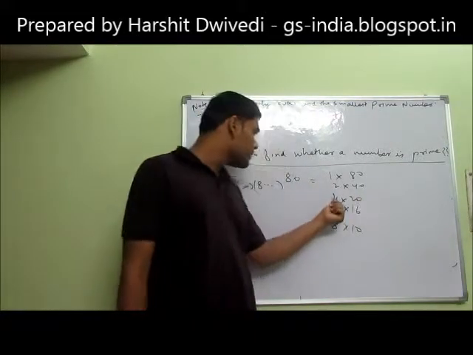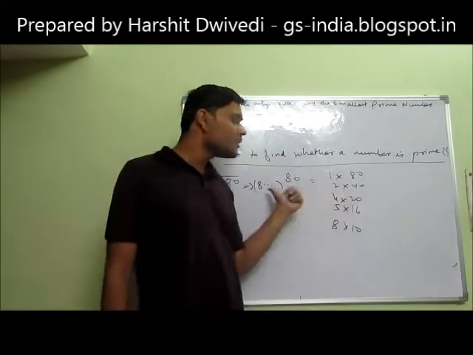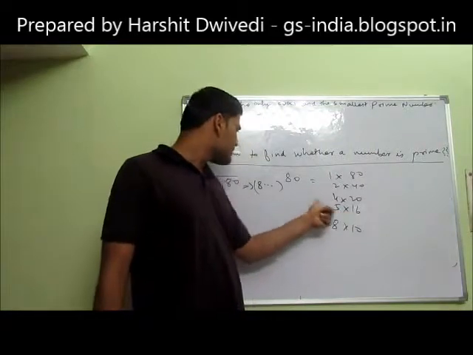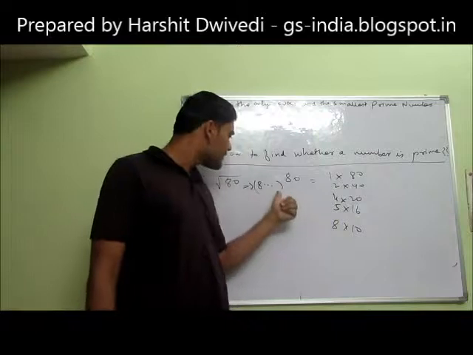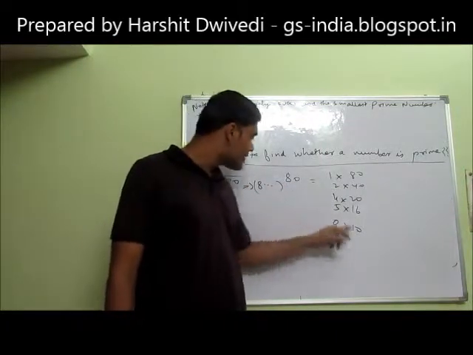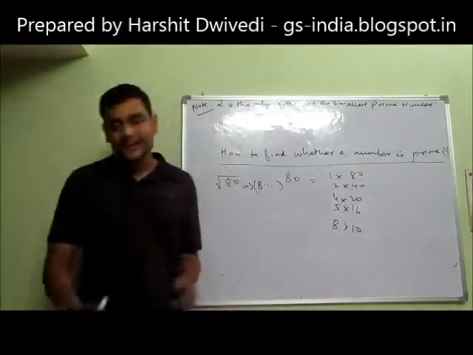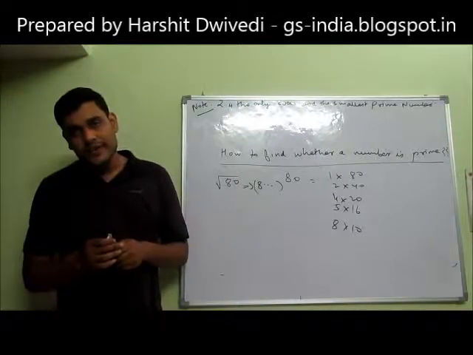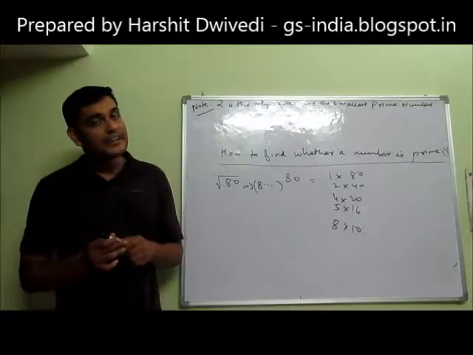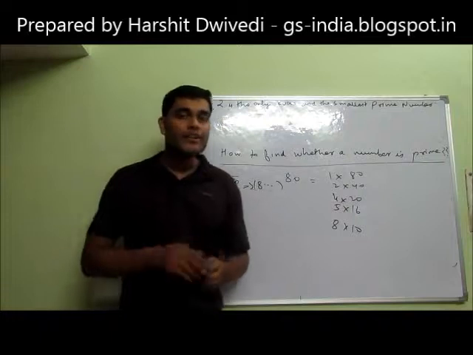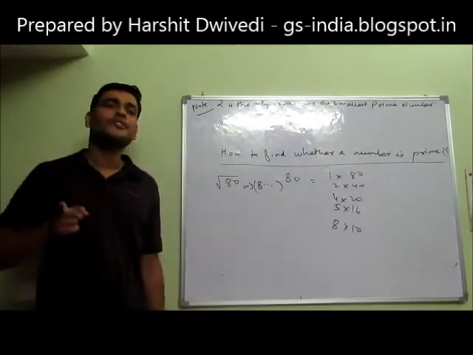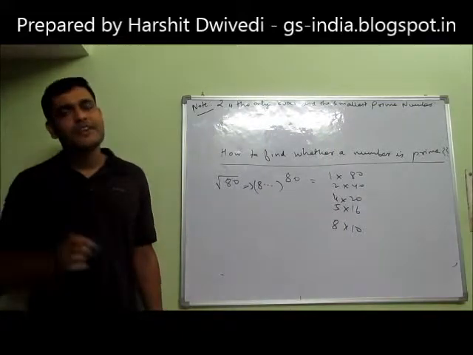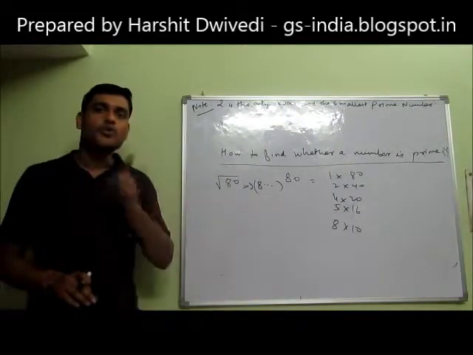In 4 into 20, 4 is less than 8 point something and 20 is greater. In 5 into 16, 5 is less than 8 point something, 16 is greater. And in 8 into 10, 8 is less than 8 point something and 10 is greater. So this shows that in a factor pair of a number, one number is less than the square root of that number and one is greater than the square root. So in order to find out whether a number is prime or not, you just need to find a factor from 1 to the square root of that number.